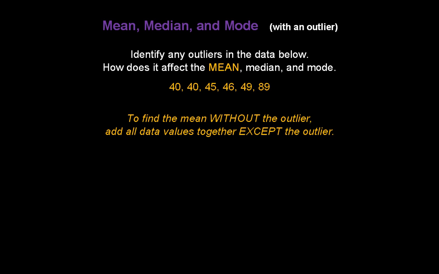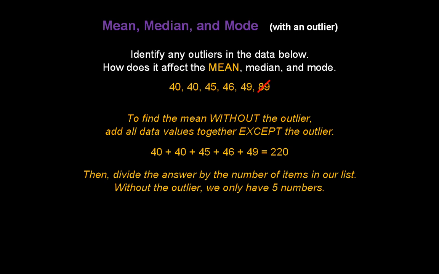Let's take a look at the mean without the outlier. That means we're going to add all the data values together except for the outlier. So we're just going to add 5 numbers together this time. That total gives us 220. We're going to take that sum and divide it by the 5 numbers that we added together in our list. So we have 220 divided by 5. That gives us 44. So the mean without the outlier is 44.